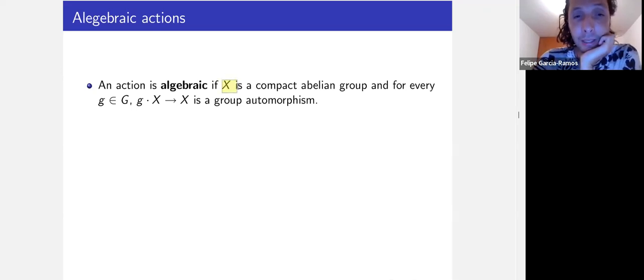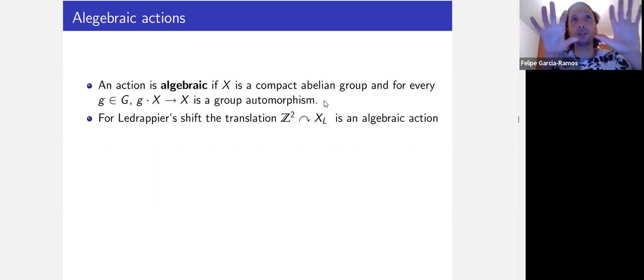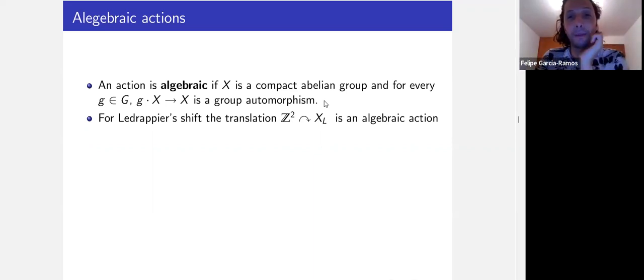Now we ask again for X to be a compact abelian group, and we want that for every G, this function is a group automorphism. Okay, and in the particular case of a subshift, the action is given by the translation or the shift, Z^2 acting on X_L. And so the 2 generators are the shift to the left and the shift down.